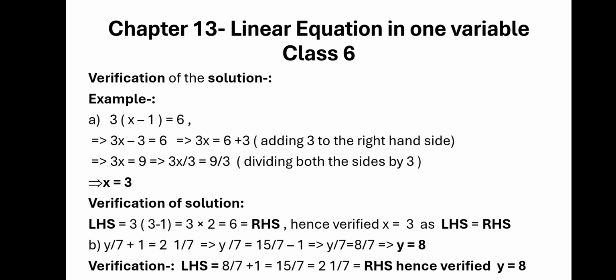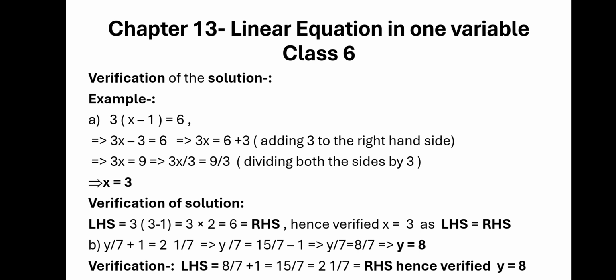Verification of the solution. Example. First example, 3 into bracket x minus 1 equal to 6. That implies, we have to first open the bracket. So 3x minus 3 equal to 6. That implies 3x equal to 6 plus 3, adding 3 to the right hand side. So we get 3x equal to 9. And therefore 3x divided by 3 equal to 9 divided by 3 gives you x equal to 3.